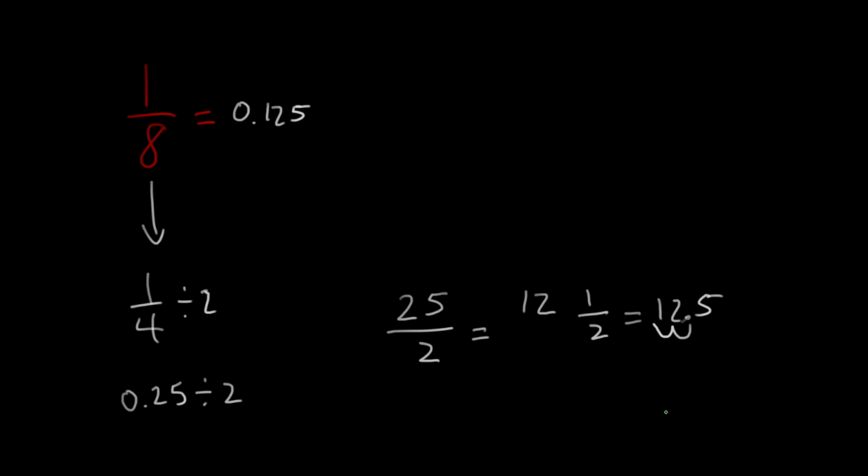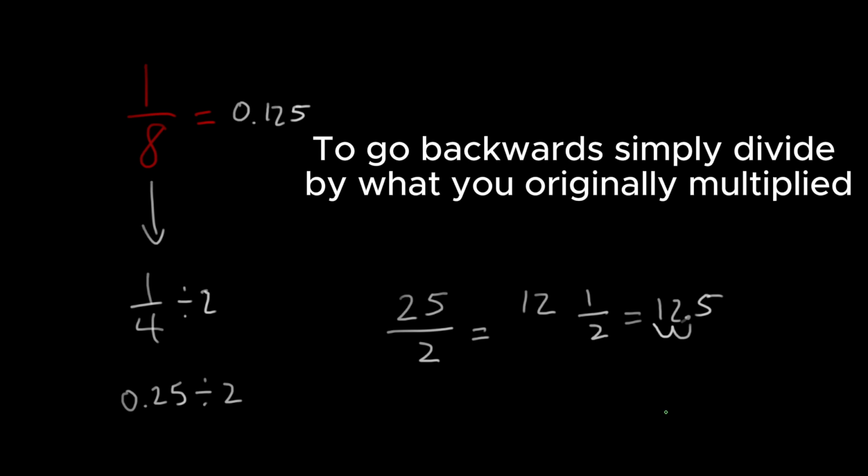So don't get scared of decimals. If you ever get stuck on a decimal question, just consider multiplying the number by 100 or 1,000 to get rid of the decimal. And then you can always go backwards. To go from here to here, I multiplied by 100. And then at the end, to go back, I divided by 100.